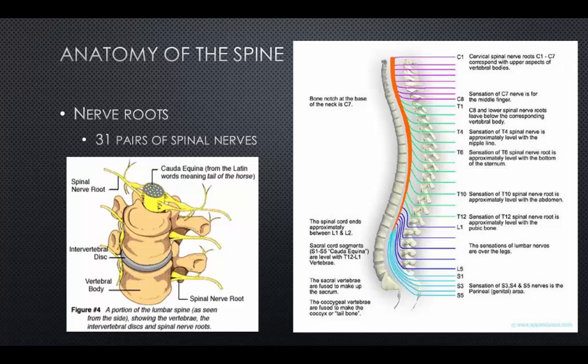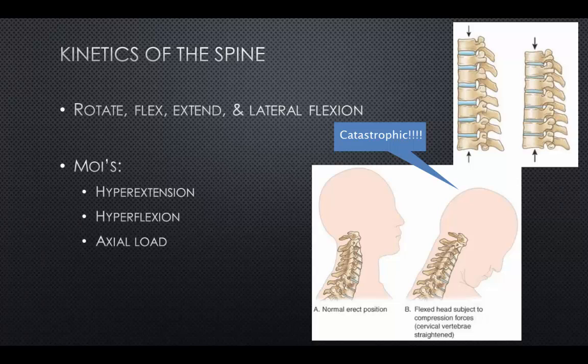This process is carried out through the activity of afferent neurons, or sensory neurons, interneurons, and efferent neurons, or motor neurons. The motions that are available in the spine are rotation, flexion, extension, and lateral flexion, or side bending. Common mechanisms of injury for the spine are hyperextension, where the spine is forced backwards, hyperflexion, where the spine is forced forward, and axial loading, which is a sudden excessive compression which drives the weight of the body against the head.